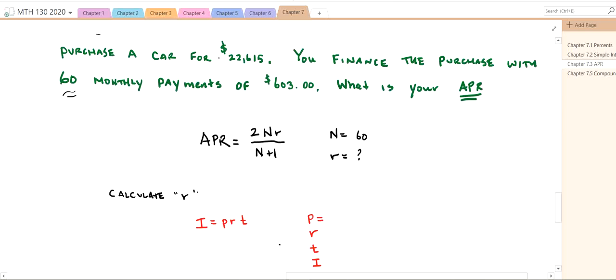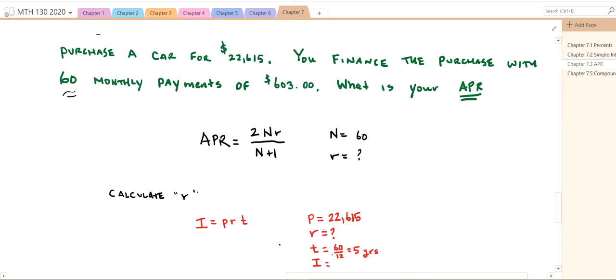Let's see what we have. Up here, I can pull the principal down, 22,615. That's stated plainly. We already said we don't know what the interest rate is. For the time, how many years? It doesn't explicitly say, but it does say 60 months. And we know that there are 12 months in a year, so 60 divided by 12 is 5. So our time for this loan is 5 years.